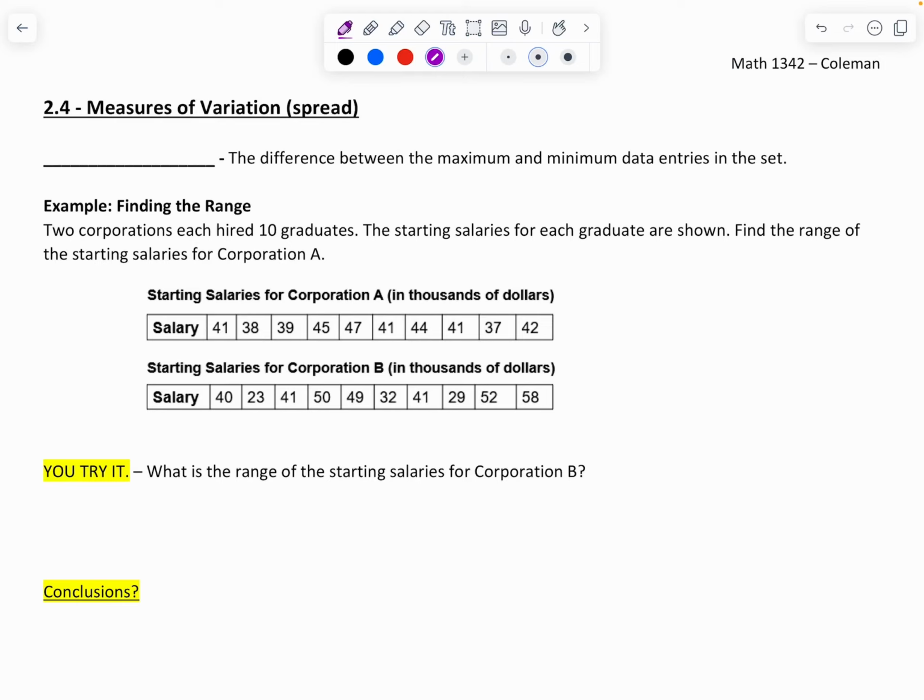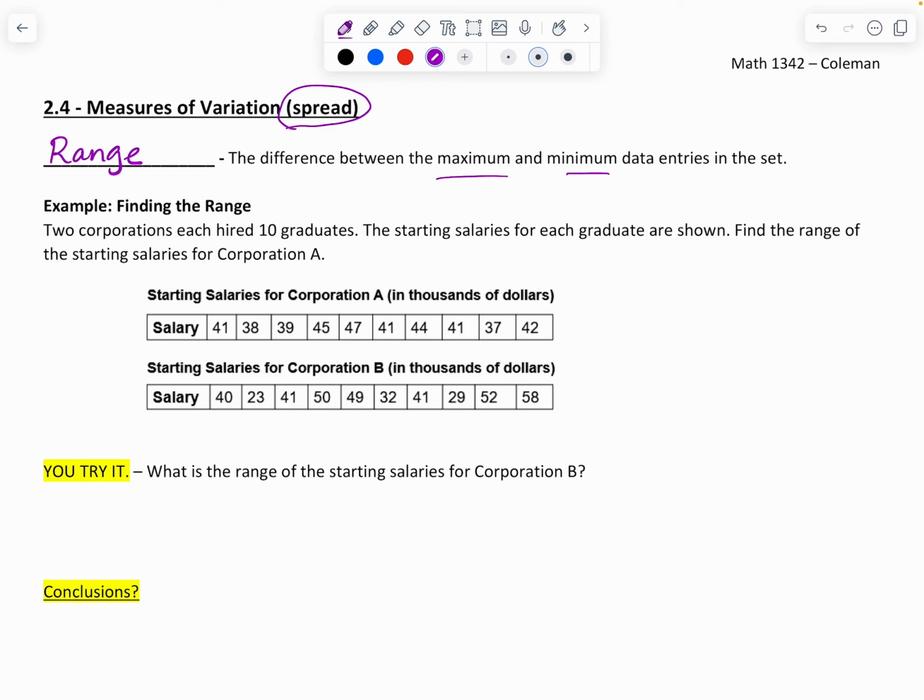Moving on in chapter 2, we're now at section 4, measures of variation. So this is the spread. How far spread apart is your information? One of the easiest ways to look at this is what we call the range. The range is the difference between the maximum and the minimum data entry.